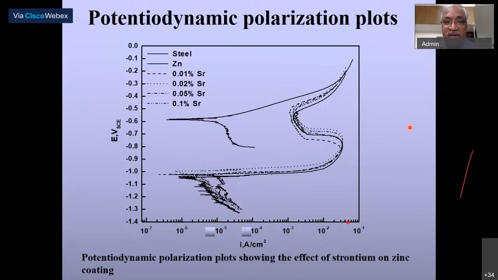And so this dendritic growth is avoided. It also increases the number of nuclei, right? So the fine grains are going to take place. So the purpose there is simply to improve the coating, fine coatings on the surfaces. But if you are going to do this in the corrosion, what happens is again there is a relationship, right?